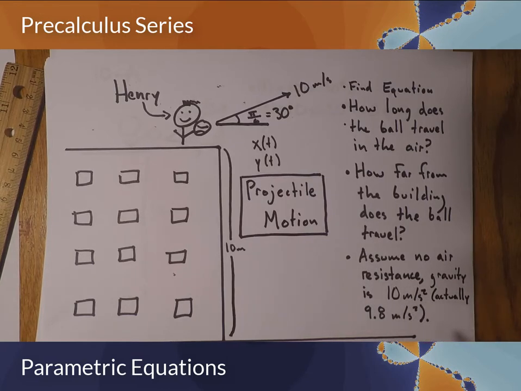It actually is 9.8 meters per second squared, but it makes computations easier when you use 10 meters per second squared. Some teachers are going to be stingy about it, and they're going to want to use 9.8 meters per second squared to model Earth's gravity. But for the sake of this video and to make computations simpler, we're just going to use 10 meters per second squared.